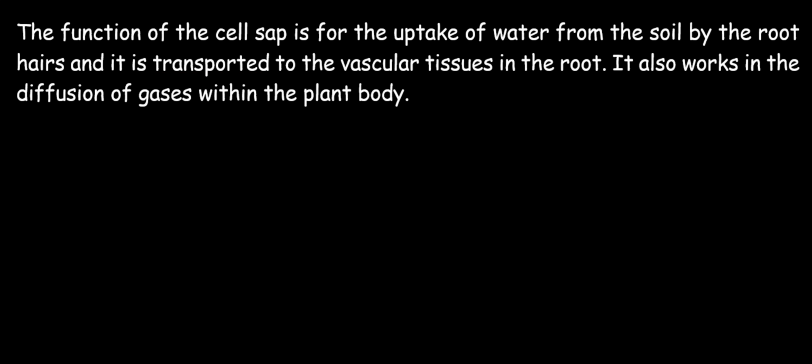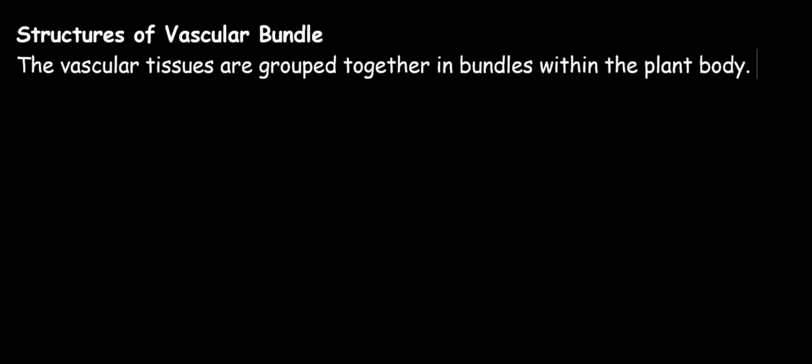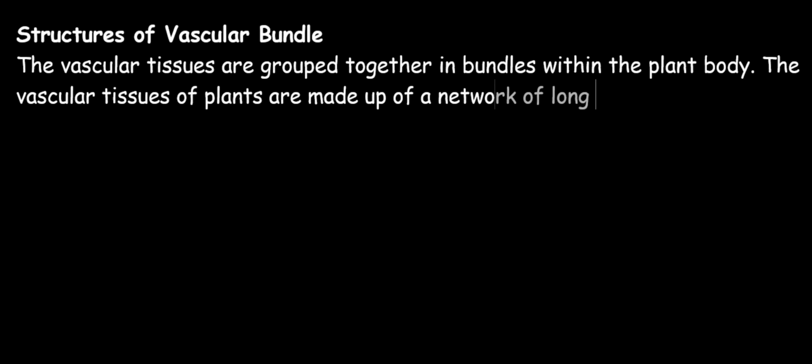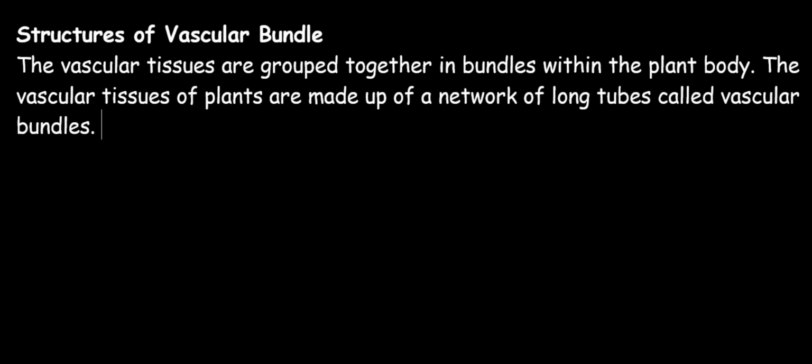We'll be looking now at the structure of the vascular bundle. The vascular tissues are grouped together in bundles within the plant body. The vascular tissues of plants are made up of a network of long tubes which are called the vascular bundles. They can also be called the veins in leaves.